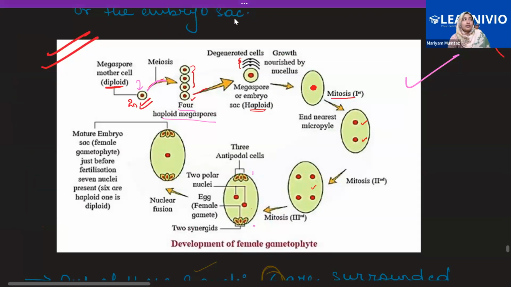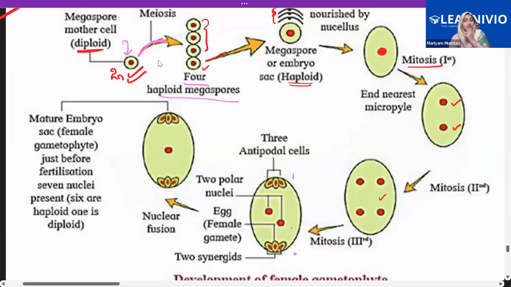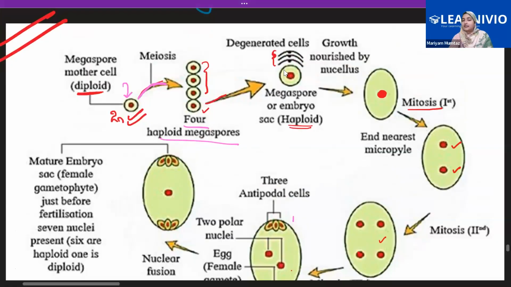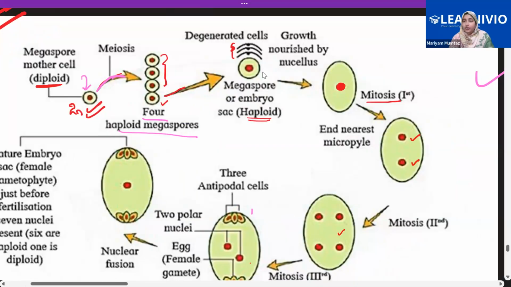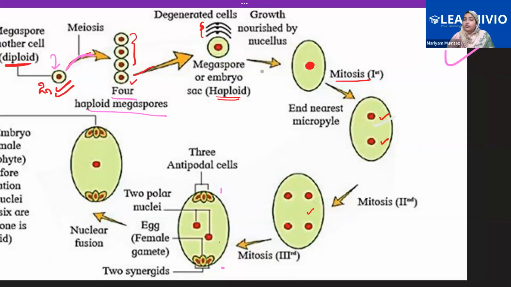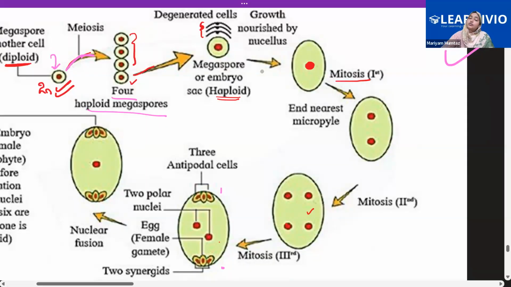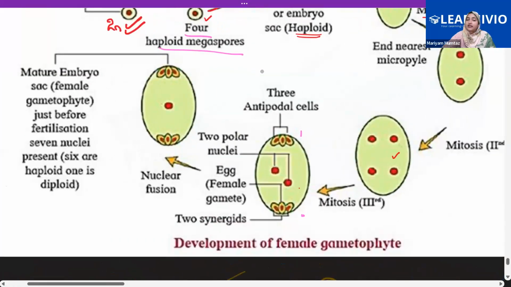Initially, it will begin with a diploid megaspore mother cell, followed by meiosis, which forms the four haploid megaspores. Out of these four haploid megaspores, one will be functional and the other three will degenerate. Degenerate means die. The one functional megaspore will undergo mitosis and form two nuclei. Then it will do two more divisions and ultimately form eight nuclei. And then I said that the cell wall starts being laid.